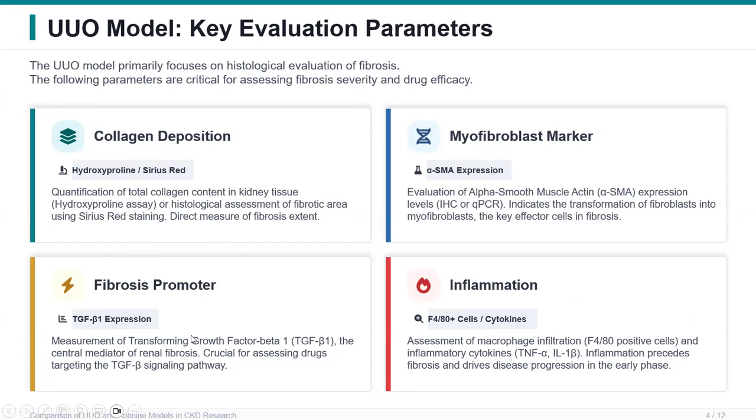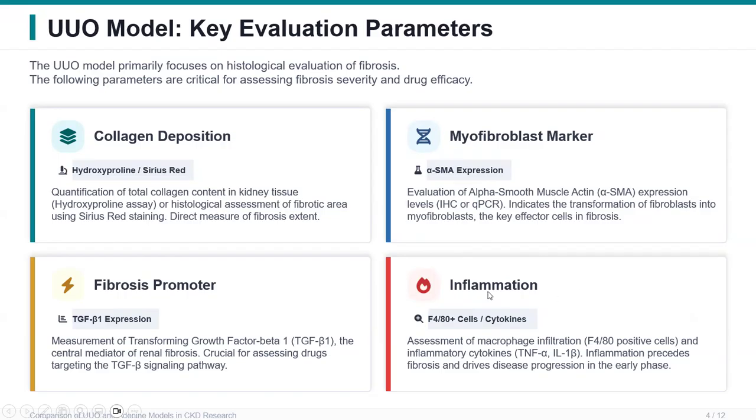Next one is a fibrosis promoter such as TGF-beta 1 expression. The measurement of transforming growth factor beta, the central mediator of renal fibrosis. This is crucial for assessing drugs targeting the TGF-beta signaling pathway. The third component is the myofibroblast marker, such as alpha SMA expression. Evaluation of alpha SMA expression levels by immunohistochemistry or qPCR, those are available, indicates the transformation of fibroblasts into myofibroblasts, the key effector cells in fibrosis.